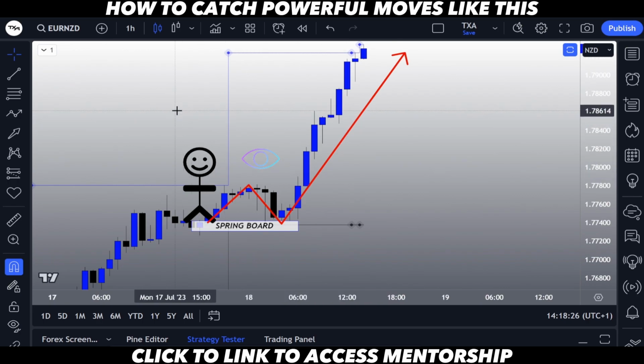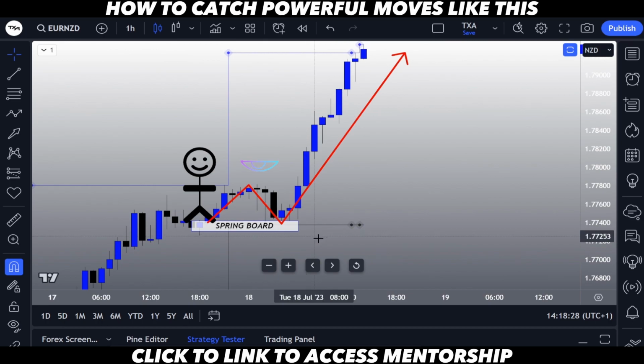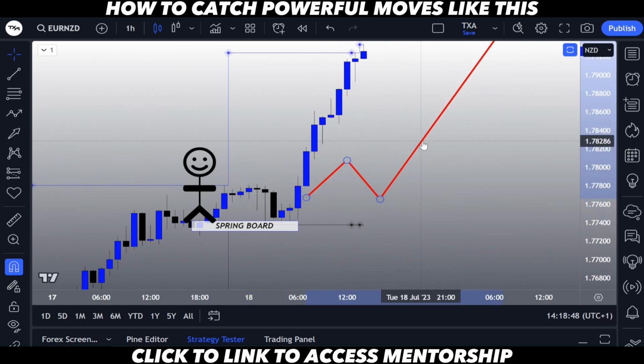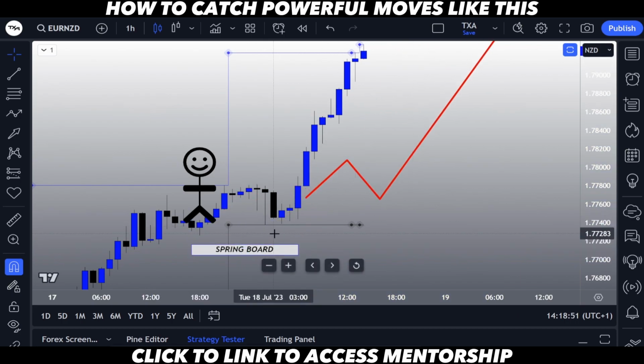So we have a stickman right here, and there's a springboard right in front of him. Now the price first goes up and then drops down into the springboard before the price appreciates in value, and it just continues to go up. It has been going up for the past 9-10 hours. So first of all, this springboard over here is a demand zone.